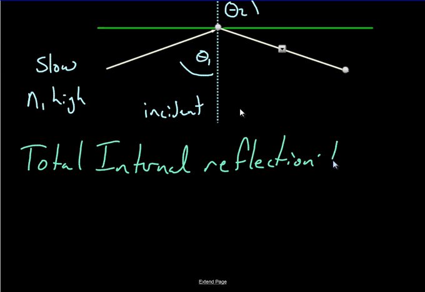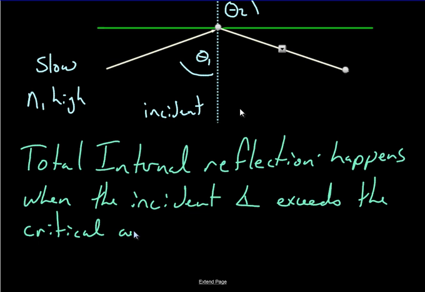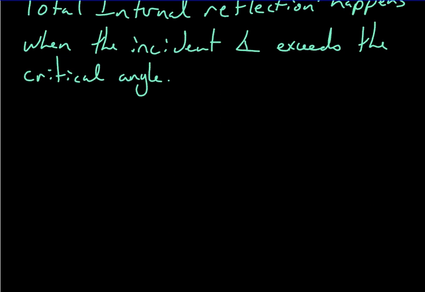happens when the incident angle, that's a symbol for angle, incident angle exceeds the critical angle. We're going to calculate the critical angle right away. So let's use this newfound information to talk about diamonds.